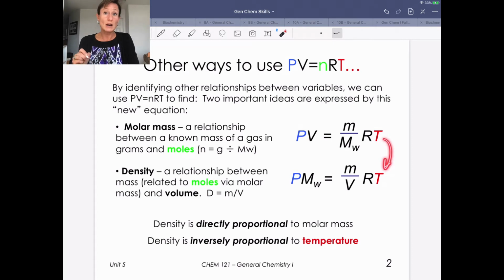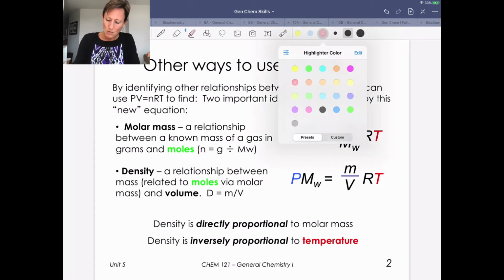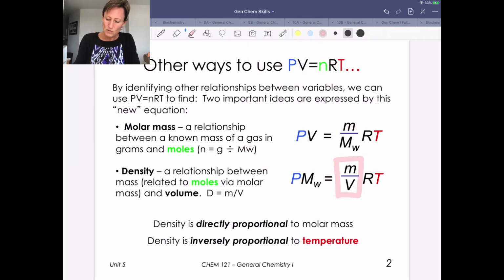Right now these two equations are exactly the same, but what I want to show you here is now I can have mass over volume. We know that mass over volume is equal to density.